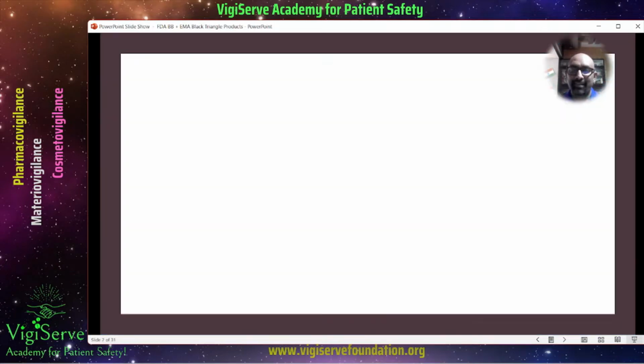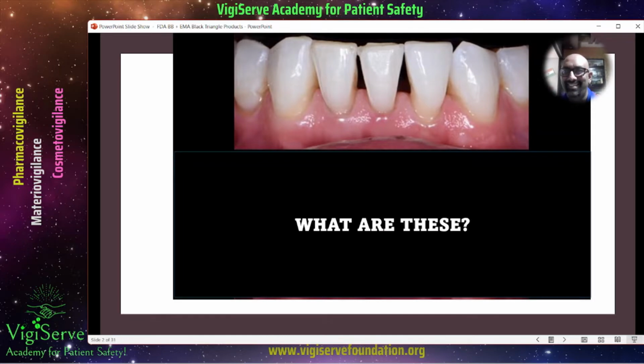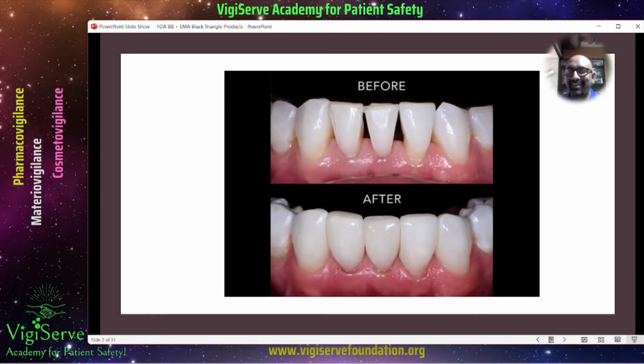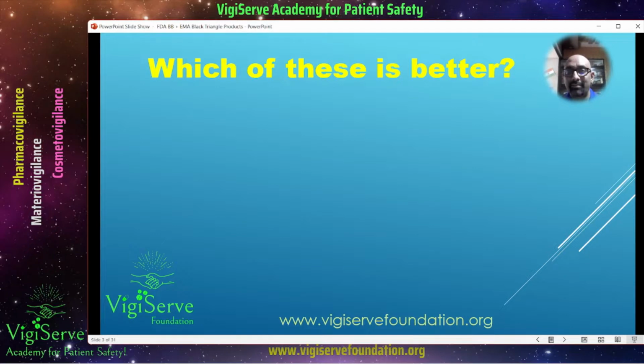Now, what can you see here? You can see some teeth, right? And what are these? You can find some triangular shapes, right? So these are also called black triangles, but we are not going to learn about this. Generally, in dentistry, the black triangles are treated like this, and then you have a beautiful smile after the treatment. However, we are going to learn about the black triangle for medicines.